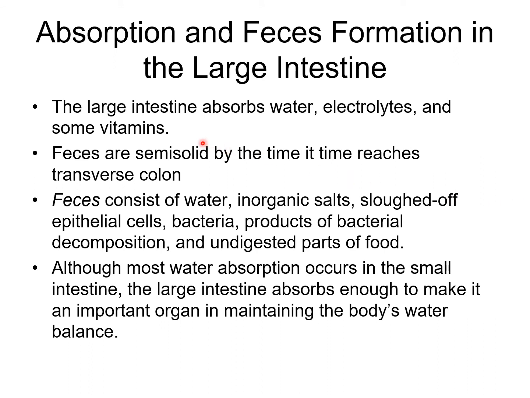In terms of movement of material from the lumen of the large intestine into the blood, we have about 10% of our water absorption. Electrolytes, sodium, potassium, especially, are absorbed fairly well in the large intestine, and some vitamins. On a previous slide we mentioned bacteria producing vitamin K and vitamin B types. Those vitamins are absorbed.